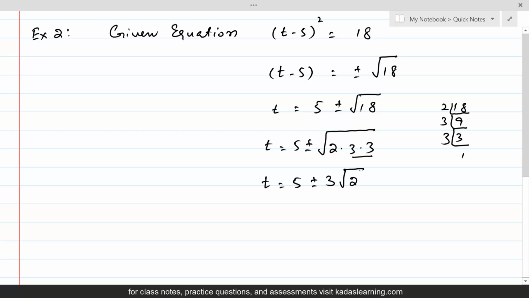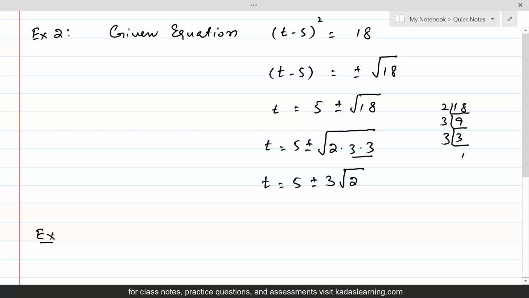So here root 2 is an irrational number and 3 times root 2 is an irrational number, but that's the value of t. And if we want to verify, we can also verify this solution as well. Let's do another question, but anyway, this solution is an irrational number that is going to satisfy this equation. Example number 3.